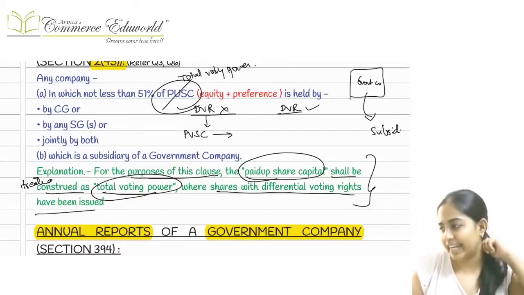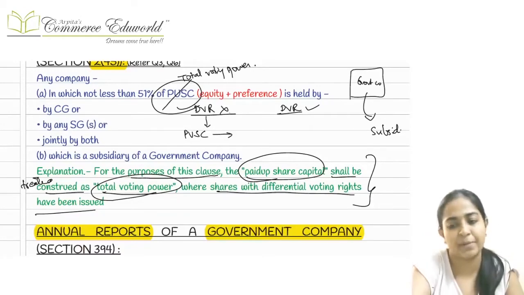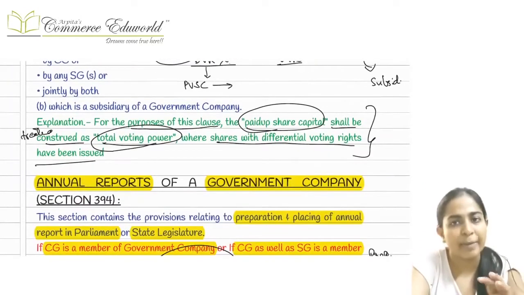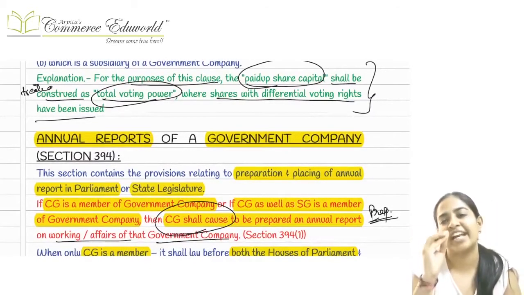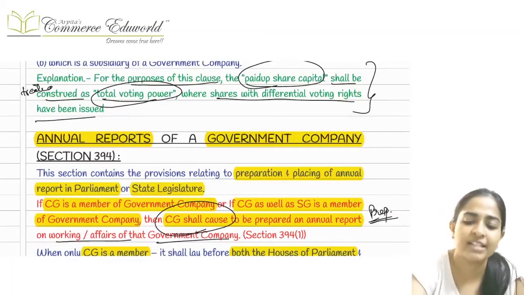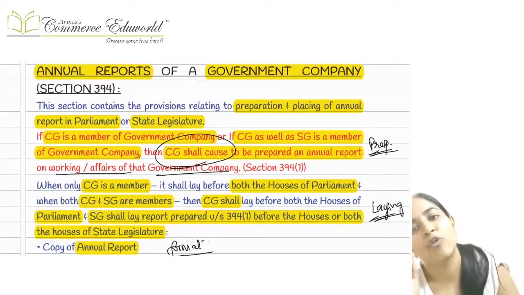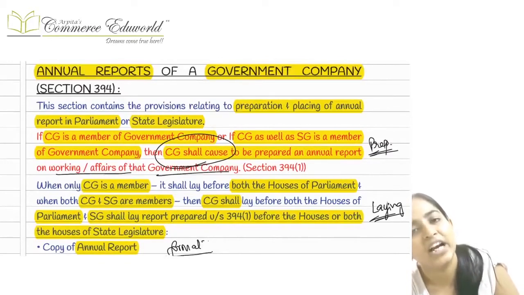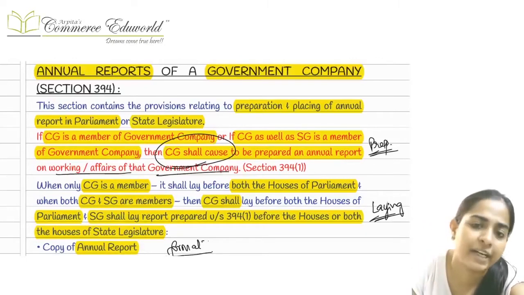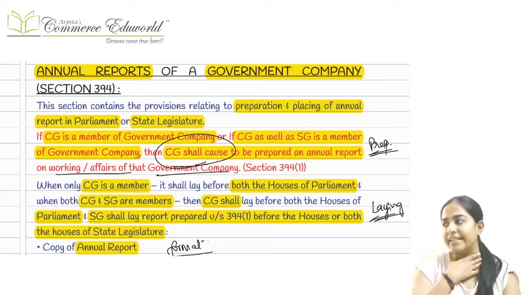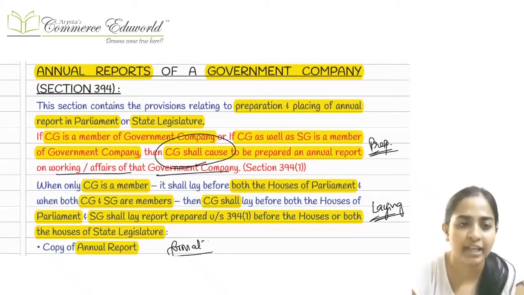Generally we take 51% of the paid up share capital for determining whether it is a government company or not. But if shares with differential voting rights have been issued, then we are supposed to take at least 51% of the total voting power. At least that much voting power should be with central government, state government, or jointly by both. Then that company is treated as a government company as per the Companies Act section 2 clause 45.